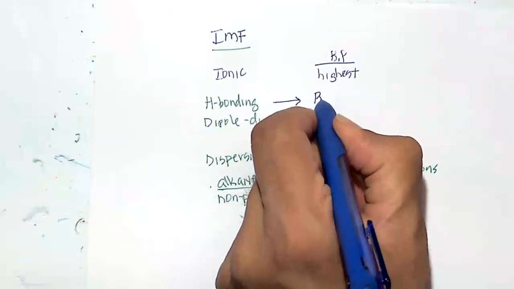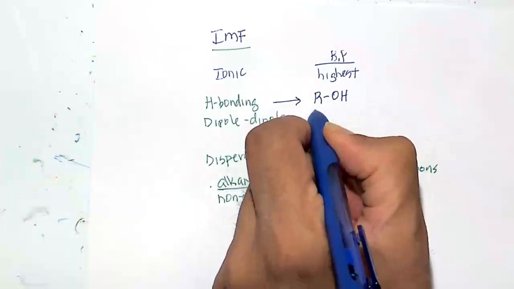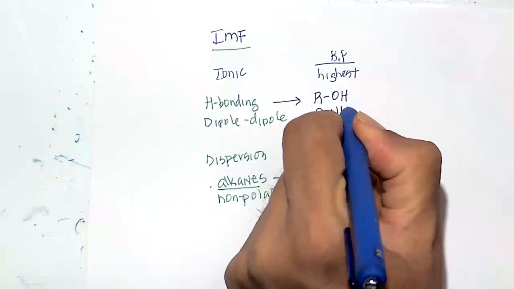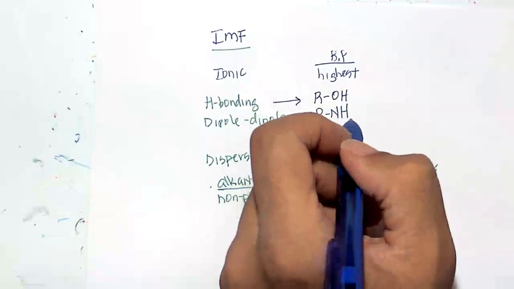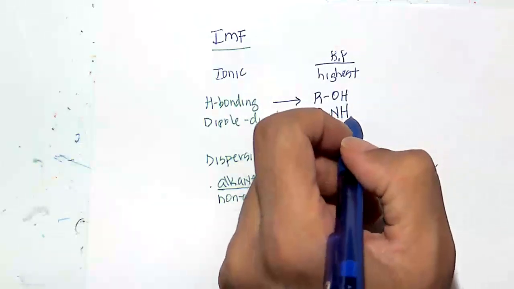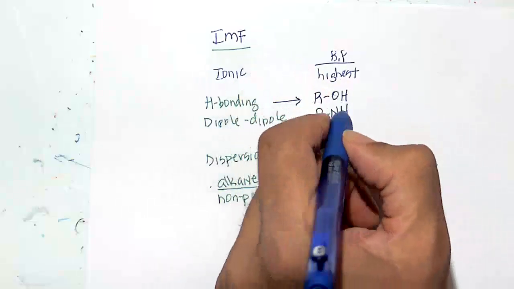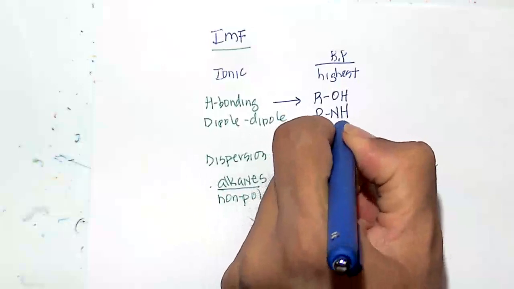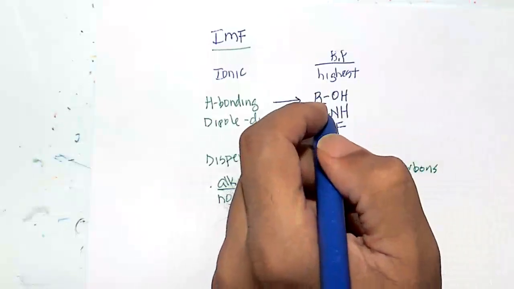We look for three things. We look for a hydroxyl group anywhere in the molecule. We look for anywhere in the molecule an NH group or NH2. This is called an amine, but it's okay, you don't have to know that functional group called an amine. And we look for a fluorine anywhere in the molecule.